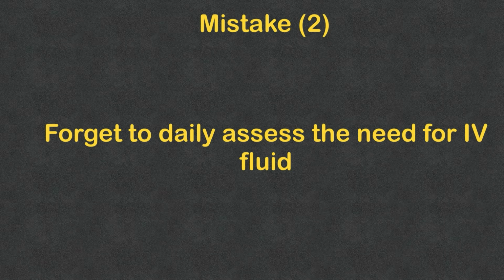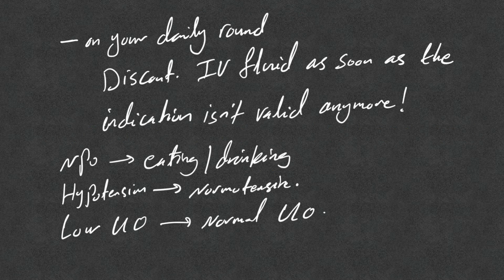Now, mistake number 2 is to forget to assess daily the need for IV fluid. Remember that you decided what the indication was, but every day when you're rounding on the patient, if the indication is not valid anymore, please discontinue IV fluid as soon as possible. The patient was NPO and now is eating and drinking, hypotension and now the patient is normotensive, low urine output which was corrected, acute pancreatitis now resolved. So many times we see patients on IV fluid for days, with fluid overload, and still nobody bothered to stop the IV fluid.